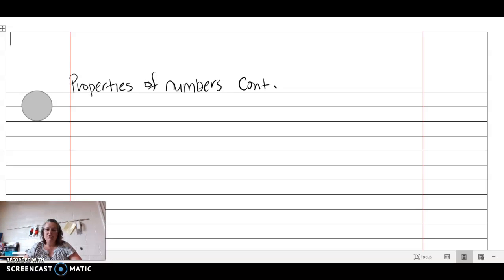Make sure you're putting the page number that you're on up here in the corner. Make sure you keep putting your date here, depending on when you do this.